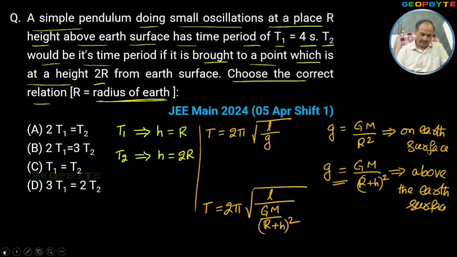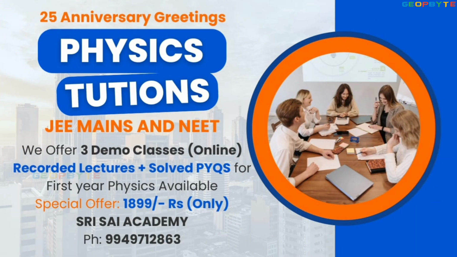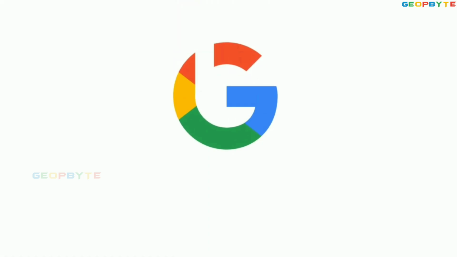3T1 equal to 2T2. Look at option D. Option D is absolutely correct. Understood clearly? Yes.